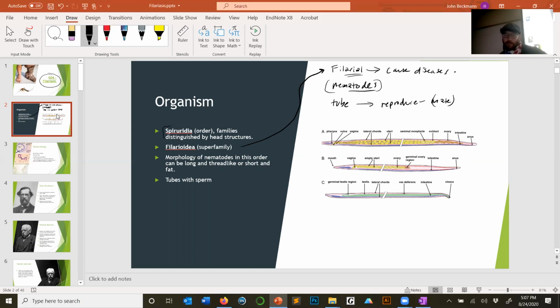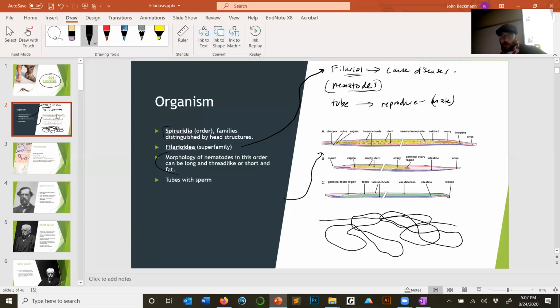They can have different morphology. Here you're looking at a generalized nematode structure, a tube with a head, a butt, and reproductive organs. They don't always look like this. They could be spaghetti-like things, very elongated, or very flat and short. So there are different kinds of morphologies, but essentially you just want to remember they're sexual tubes that reproduce.